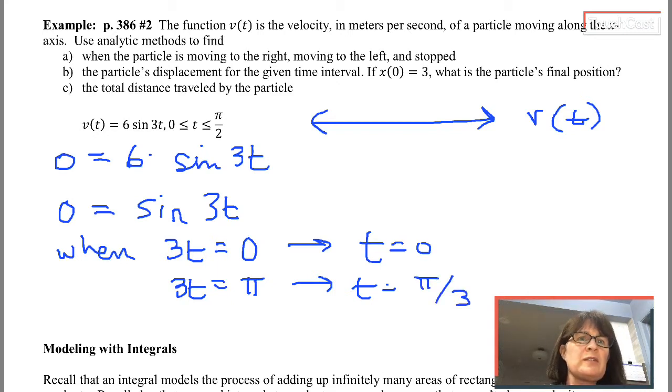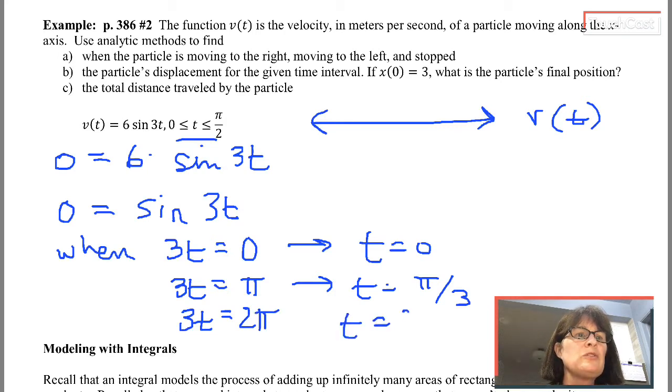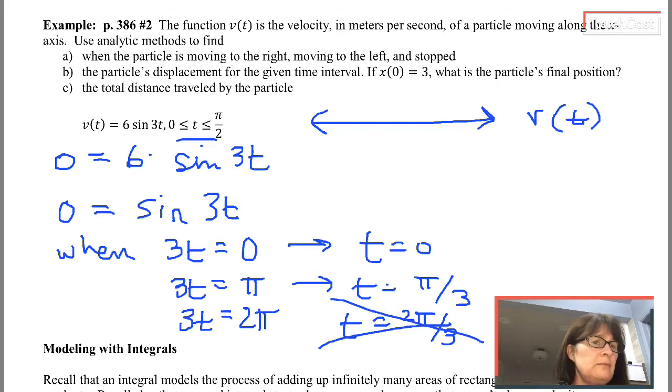Now notice I'm only supposed to consider time values that are between 0 and pi over 2. So I'm going to try the next one. I'm not sure it's still going to fit. I could have 3t equal 2 pi, which would give me t equals 2 pi over 3, but that's outside of that range, so I'm not going to count that guy.